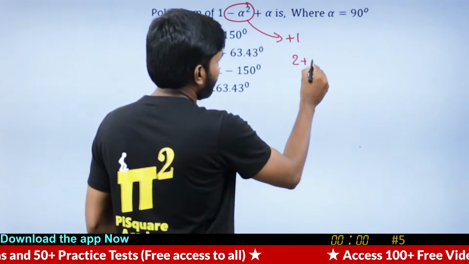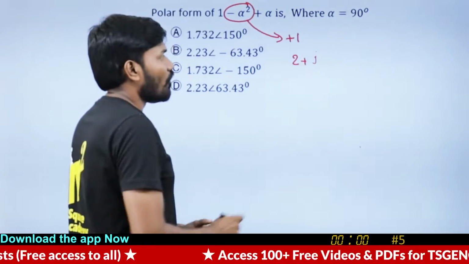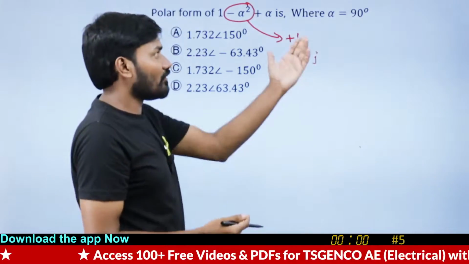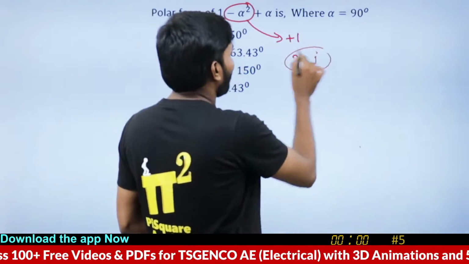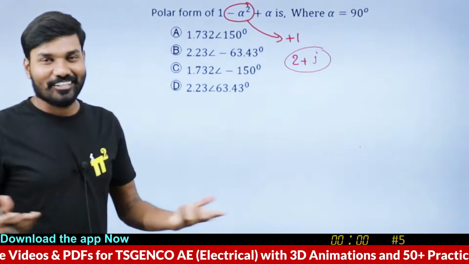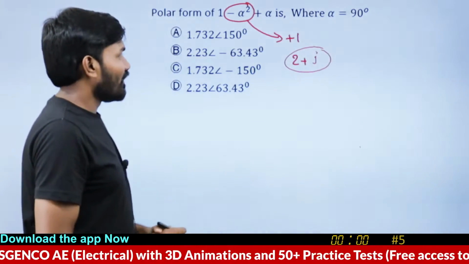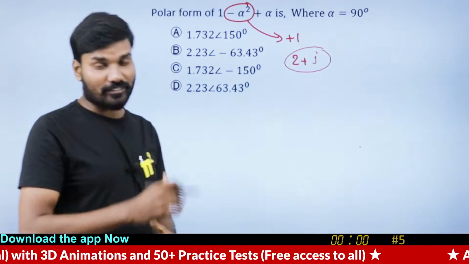Now he's all asking about 1 plus j simply. See, this is I according to us. Whatever he gives, we know it is j. 2 plus j, he's asking in a polar form. And you all got trapped just for this. 2 plus j is in polar form. At least try now. 2 plus j in polar form. Do it.